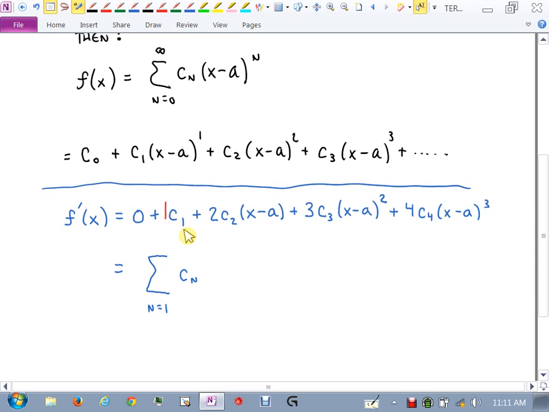Then the next time I'd get what? A 2 C2, then a 3 C3, then a 4 C4, right? So I need to squeeze that in there. N times Cn should take care of the constants, right? And then what about the powers? What about these x minus a's? Well, I don't have one here, and then it's to the first power, then the second, and the third. So the power on the x minus a is always 1 less than the n, so this is x minus a to the n minus 1. Do you all agree with that?